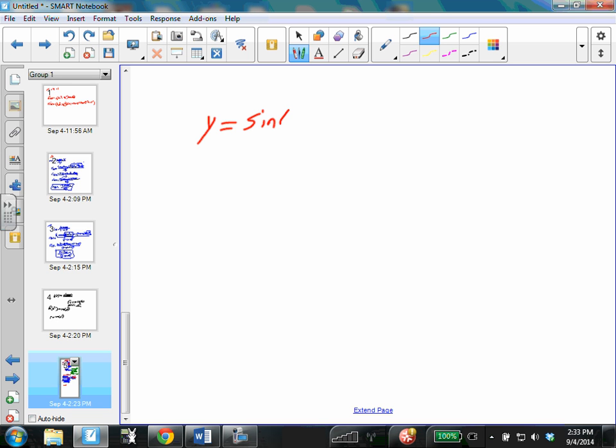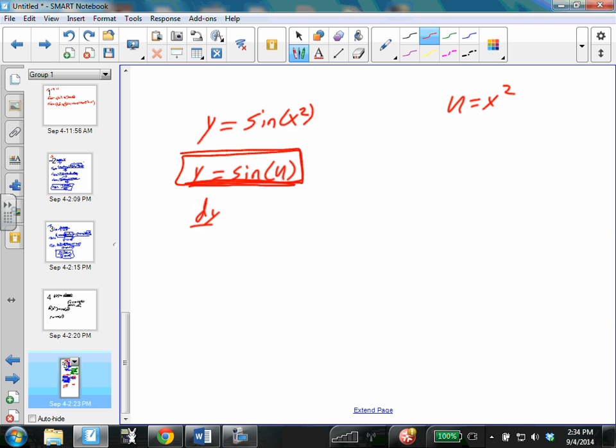I'll just use sine of x squared this time. Whenever I make my u substitution, and in this case u would be x squared, now I have y equals the sine of u. So when I actually take this derivative right here, if I was going to name it, it would be the change in y with respect to what variable? Yeah, with respect to my u. That's the first part that I'm taking whenever I do the chain rule, my change in y with respect to u, right?